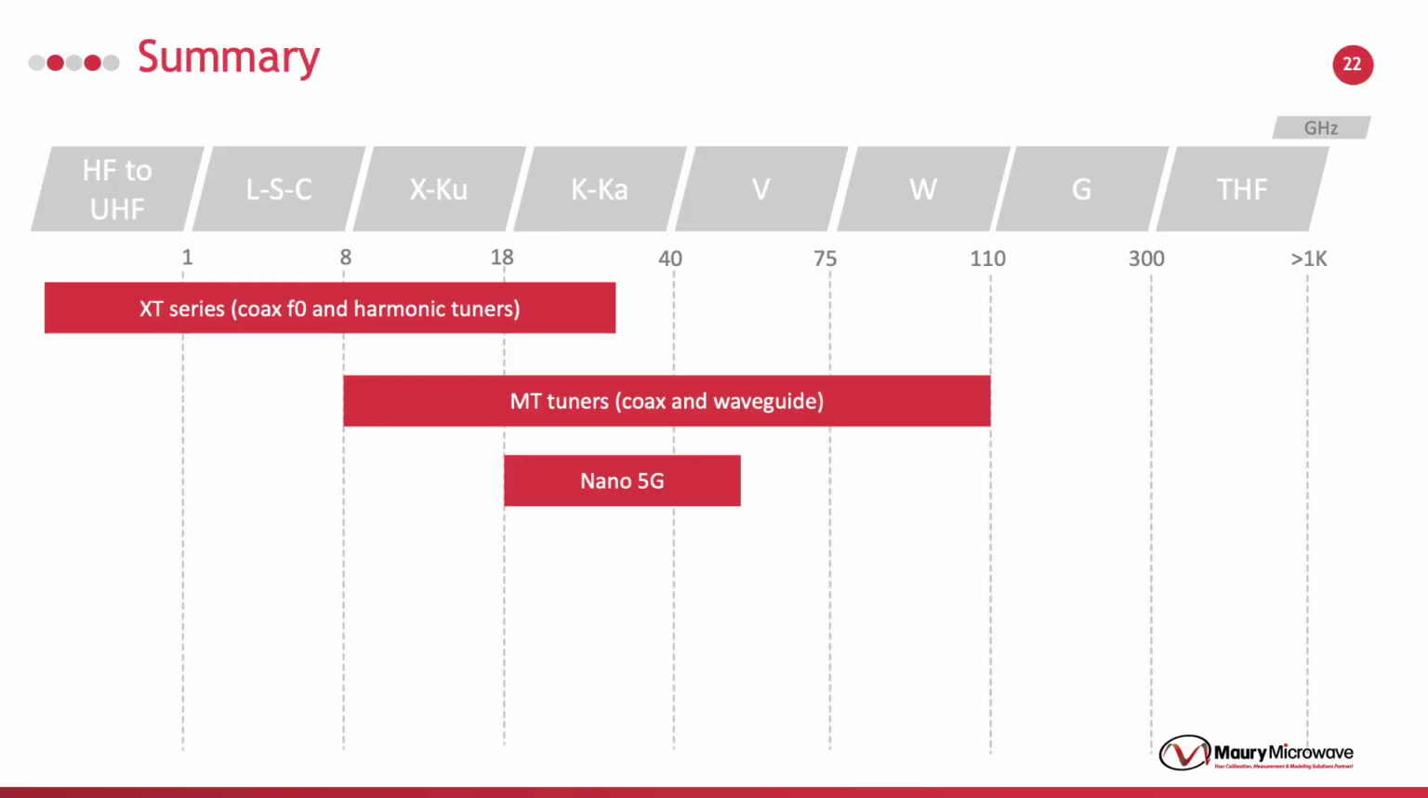In summary, XT tuners offer the fastest and most accurate tuners on the market, from 0.225 to 26.5 GHz. MT tuners allow us to go up to 110 GHz on the waveguide structure, and the Nano 5G is the smallest and highest gamma tuner for FR2. We also offer manual tuners which offer a similar logic as our newest generation tuners without automation.